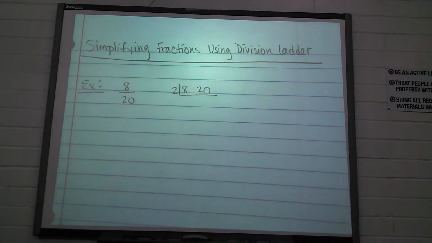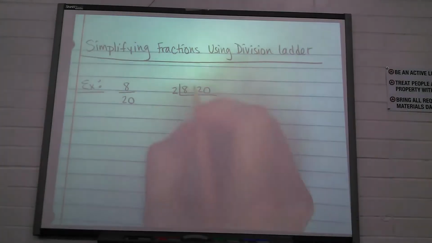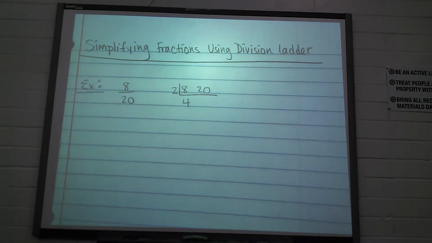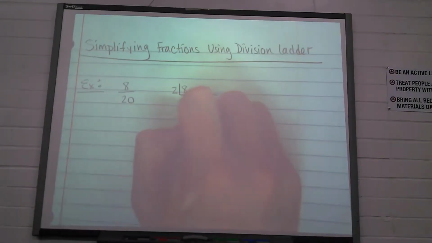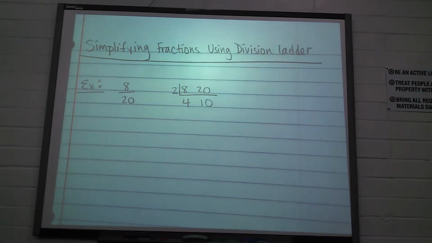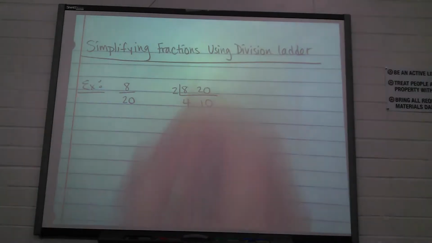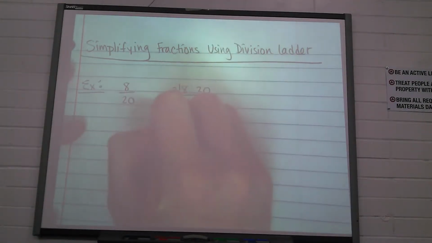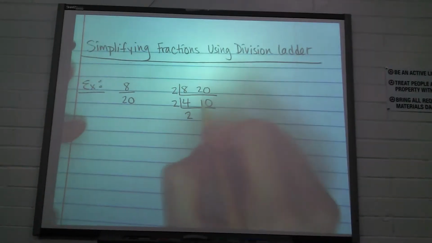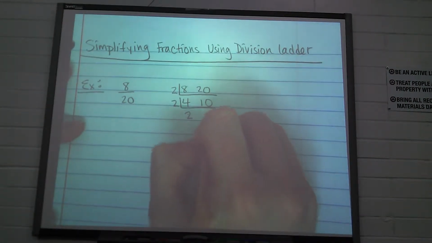What times 2 equals 8? The answer is 4. What times 2 equals 20? The answer is 10. Okay, start again. Can 2 go into both of these numbers? Yes, because they are both even numbers. What times 2 equals 4? 2. What times 2 equals 10? 5.